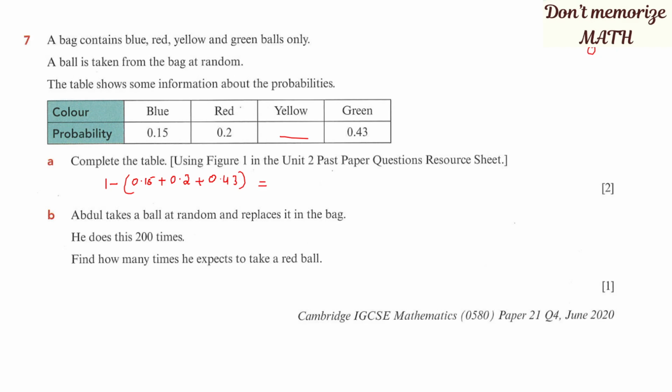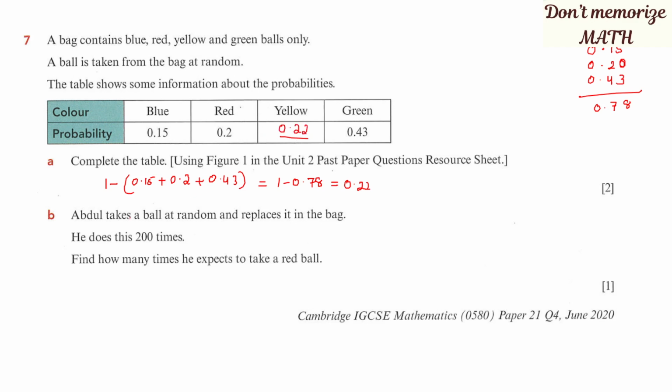If you don't know how to add them, write all the decimals in the same place. 0.15, the next number is 0.2, the next number is 0.43. Here we don't have digits, so just put it as 0. Then add them. 5 plus 3 is 8, 4 plus 2 is 6, 6 plus 1 is 7. So you will get 0.78. So it is 1 minus 0.78, you will get 0.22. So 100 minus 78, that is 22. So the probability of yellow is 0.22.